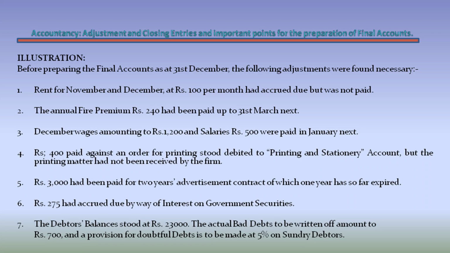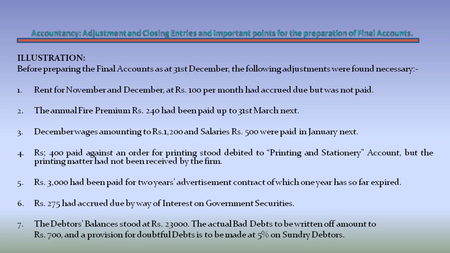Illustration. Before preparing the final accounts as at 31st December, the following adjustments were found necessary. 1. Rent for November and December at 100 rupees per month had accrued due but was not paid. 2. The annual fire premium, rupees 240, has been paid up to 31st March next. 3. December wages amounting to 1200 and salaries rupees 500 were paid in January next.